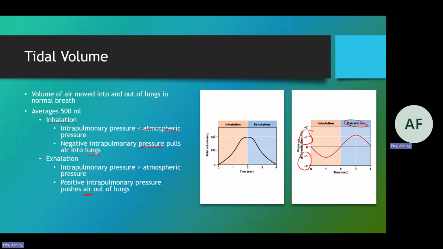So on average about 500 mL of air is going to come in and out of the lungs with a tidal volume. And again, that depends on the person. It's individual.